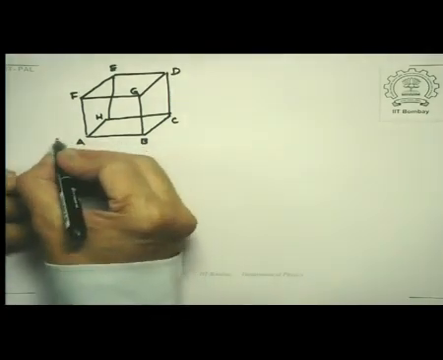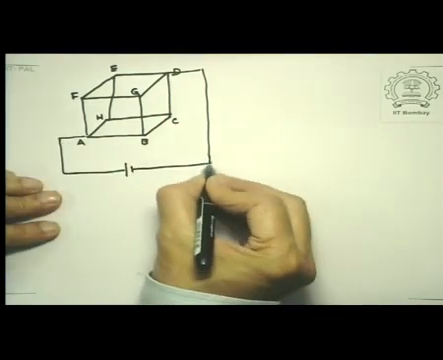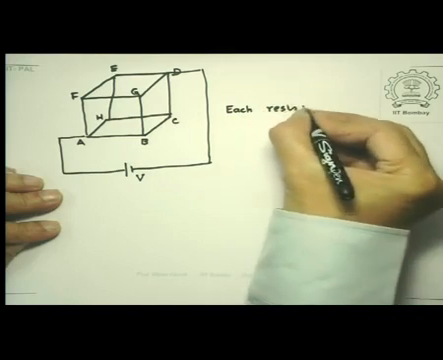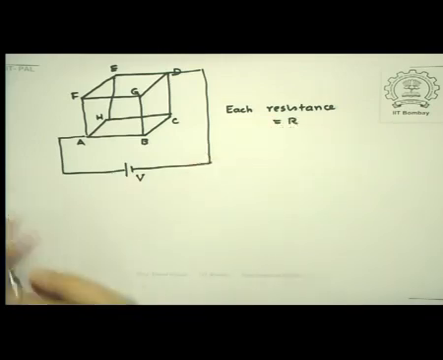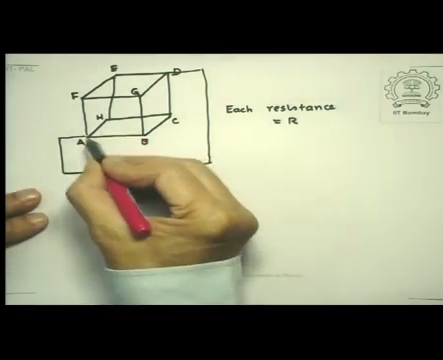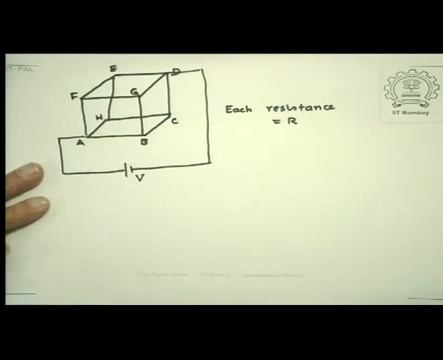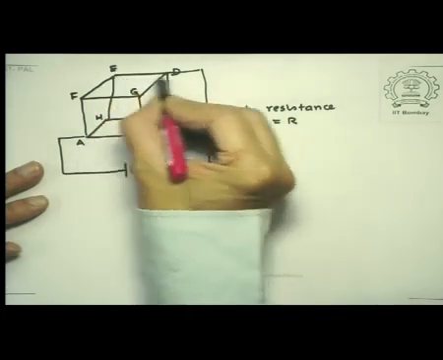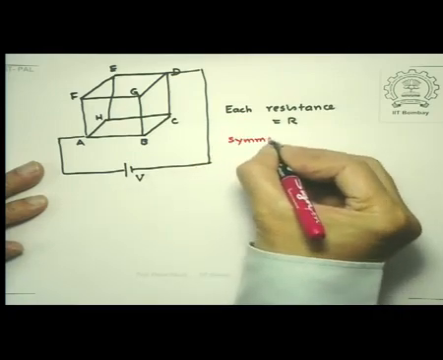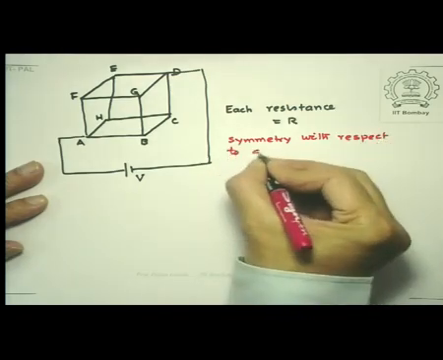Okay, let me assume a battery is connected between the diagonally opposite corners A to D, which is V, and each arm has a resistance equal to R. Now notice one thing, these arms, for example AF, AH or AB, are symmetrical with respect to the diagonal AD, and likewise the other three here, ED, DG and DC, are symmetrical with respect to it. So we are looking at symmetry with respect to diagonal AD.